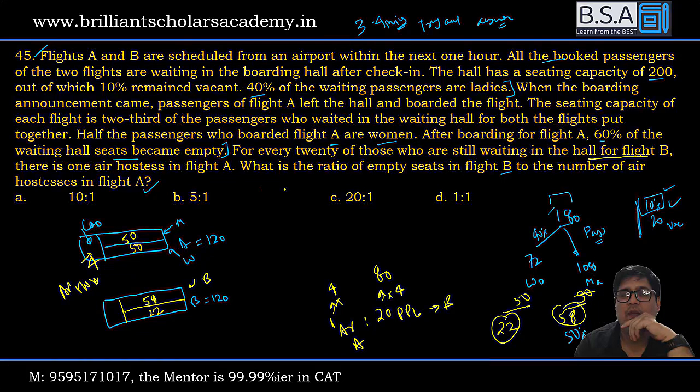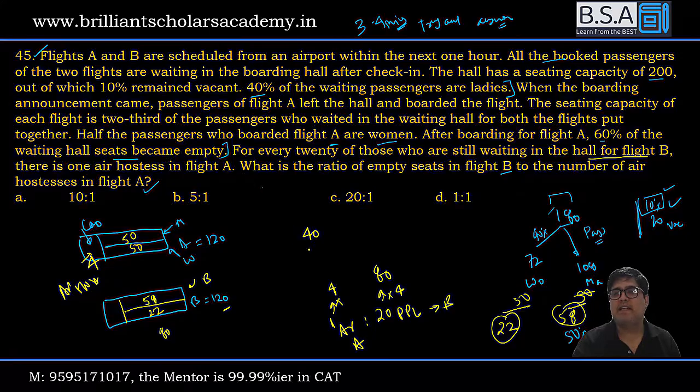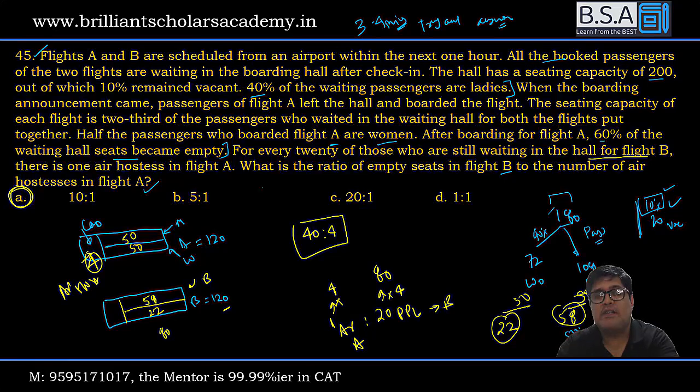What is the question? What is the ratio of empty seats in B to the air hostesses in A? How many seats are there in B? 120. How many have been occupied? 80 have been occupied. So how many empty are there? 40 seats are empty. How many air hostesses are there in A? There are 4 air hostesses in A. So what is the exact ratio? 10:1. So it is a very, very beautifully framed question.